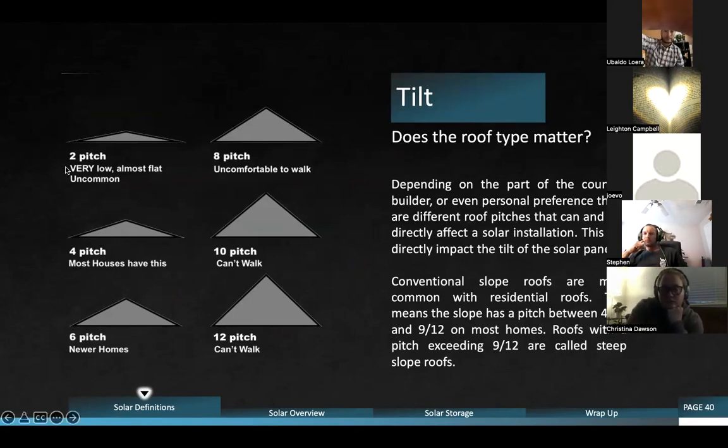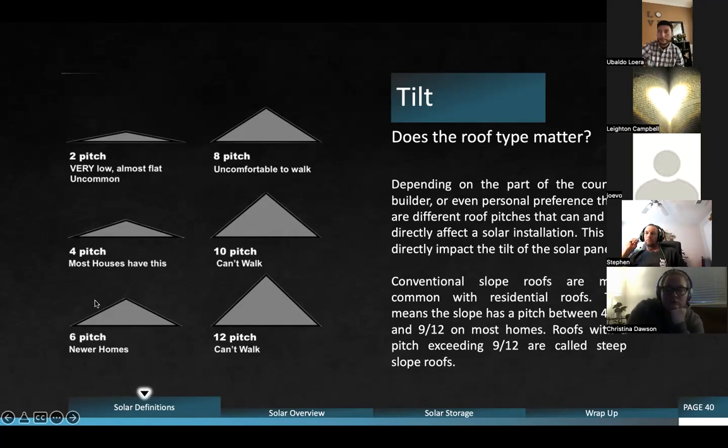Okay, so 2/12 is essentially like a flat roof. Most roofs are between 4/12 and 9/12. Anything exceeding 9/12 are steep slope roofs, and we cannot work on those. Okay, 9/12 and up, we are not going to build on. 8/12, we can do those. These are like church steeples, things like that, church buildings. We're not going to be working on those.